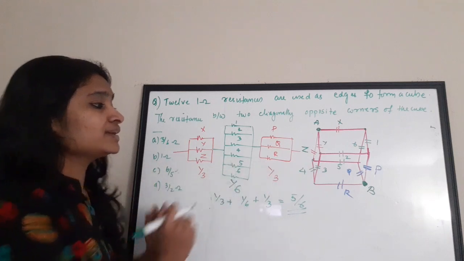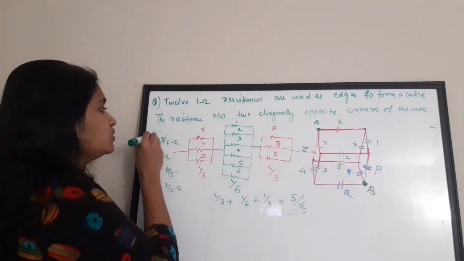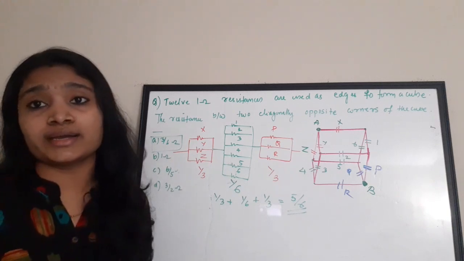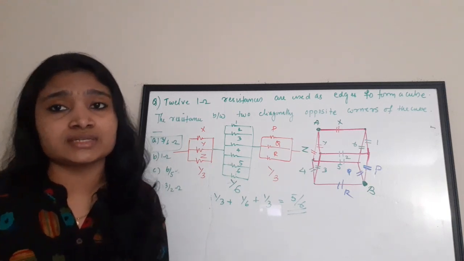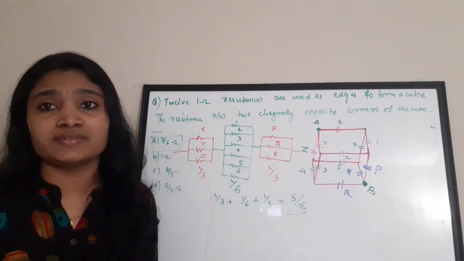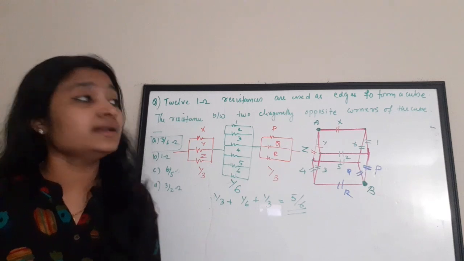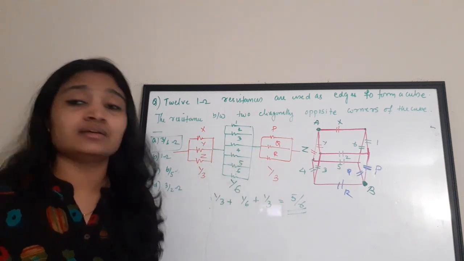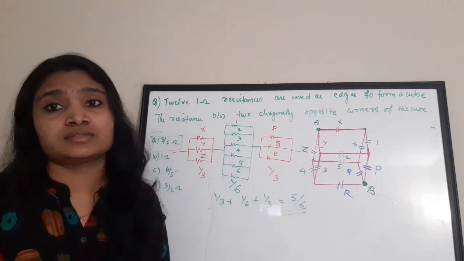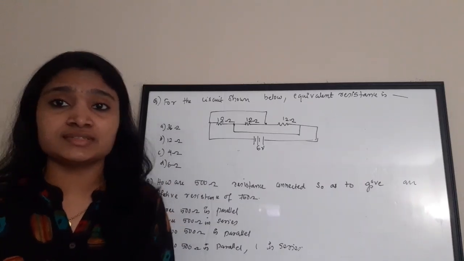Okay, so the correct answer for this question is 5 by 6. So option A is your correct answer, which is 5 by 6. I hope this is clear. So this is one typical question you can face in your competitive exam. This question is called the resistance cube question. And the property of this cube is that you can only form the cube with equal resistors.